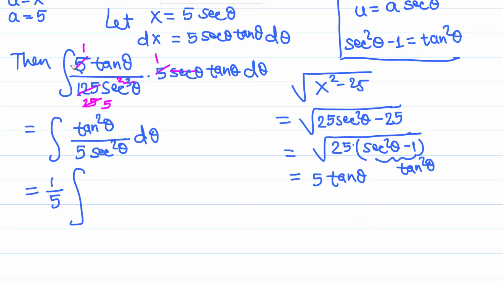How about writing everything in terms of sine and cosine? That might help, because tangent is sine over cosine, and secant is 1 over cosine. Oh, then the cosine on the bottom, we can cancel. So on the top, tangent is sine over cosine. That means sine squared over cosine squared, all over secant squared, which is 1 over cosine squared.